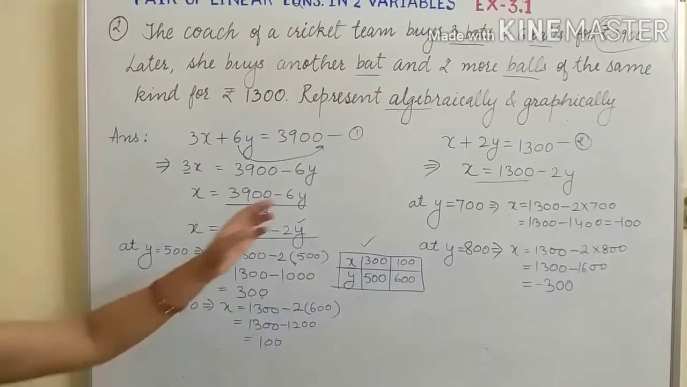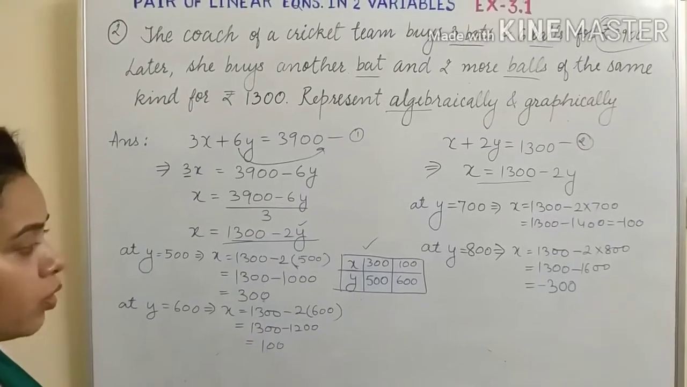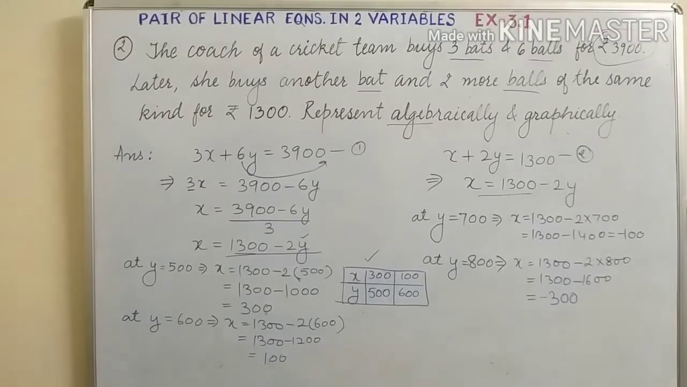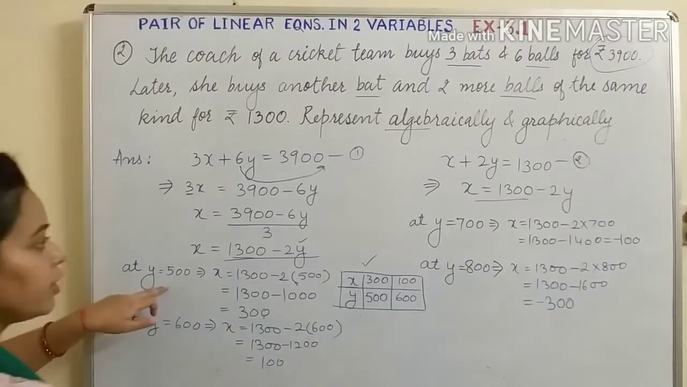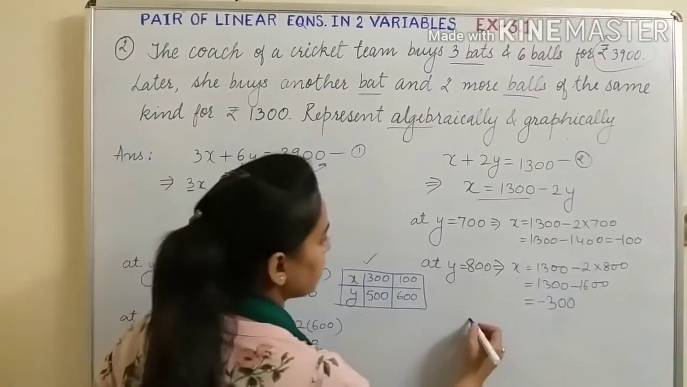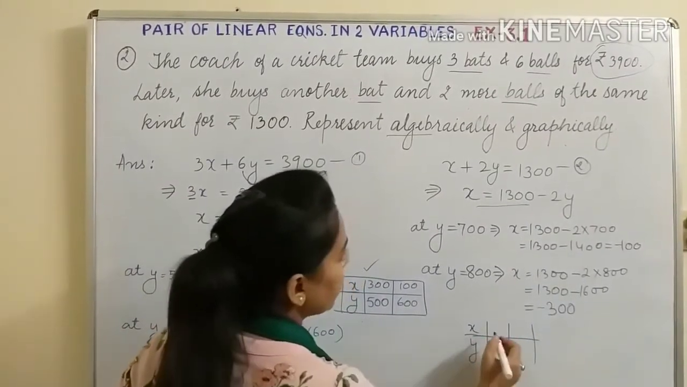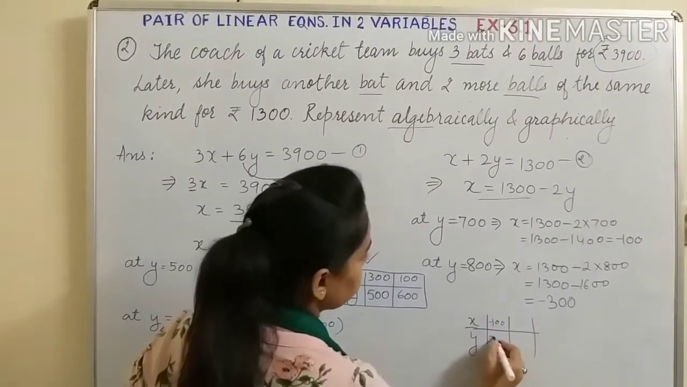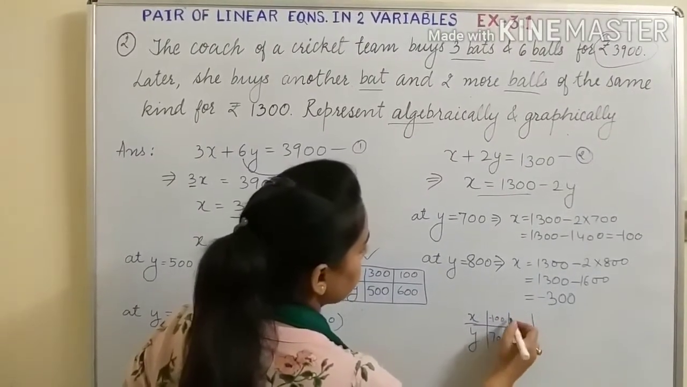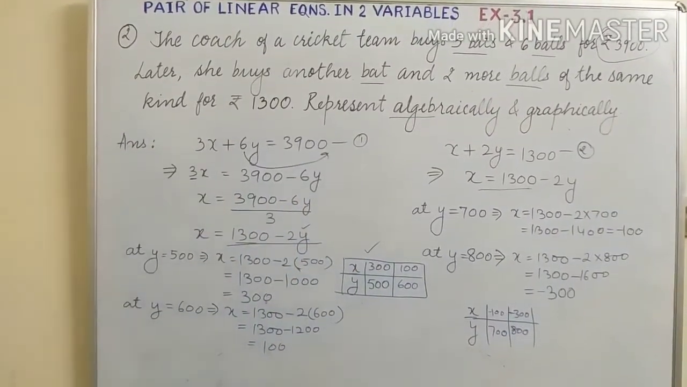Why have I taken these different values? Because I know that the equation is same, so the graph will coincide. All the two lines will coincide because the equations are same. But to prove it also, I have taken different values here. Okay. Now we will plot the graph. And let's write down the values. For x equal to minus 100, y is 700, and here x is minus 300 for y equal to 800. Now let's plot the graph.